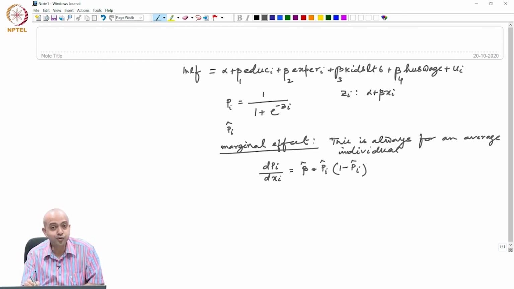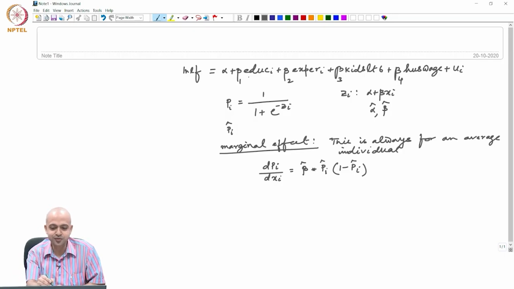Because how will you calculate pi hat? To get pi hat, you must specify some xi, because from this model you will get alpha hat and beta hat. Once you know your alpha hat and beta hat, you must plug in some value for x to get your pi hat. And what value of x will you put? The average value of x. That means this estimated probability pi hat is calculated at the sample mean.